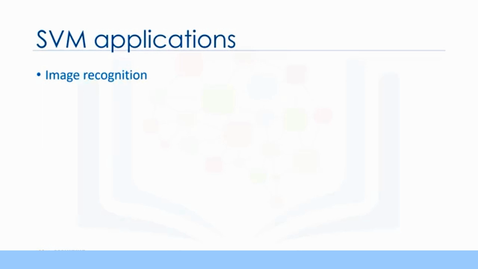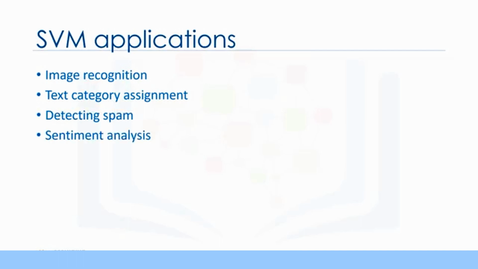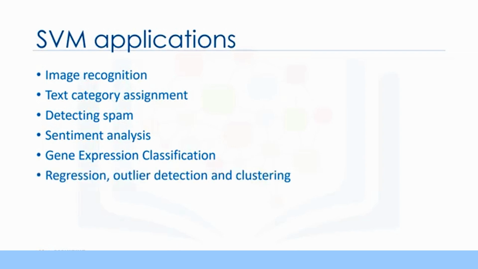Well, SVM is good for image analysis tasks, such as image classification and handwritten digit recognition. Also, SVM is very effective in text mining tasks, particularly due to its effectiveness in dealing with high-dimensional data. For example, it is used for detecting spam, text category assignment, and sentiment analysis. Another application of SVM is in gene expression data classification, again because of its power in high-dimensional data classification. SVM can also be used for other types of machine learning problems, such as regression, outlier detection, and clustering. I'll leave it to you to explore more about these particular problems.